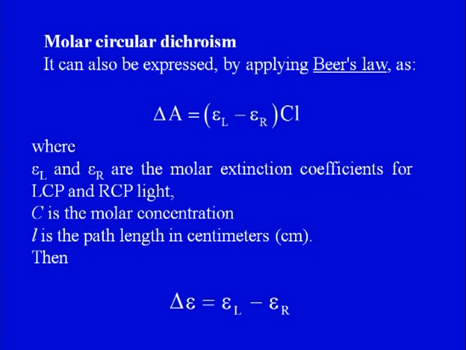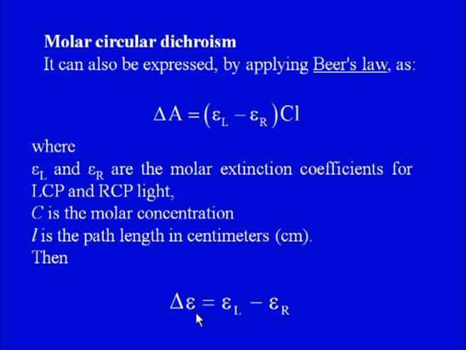There is another term, which is called molar circular dichroism, and it can be expressed, as we have seen in Beer's law, as delta A equals delta epsilon, the molar extinction coefficient, which is the difference between the left and right circularly polarized light, times concentration and path length.